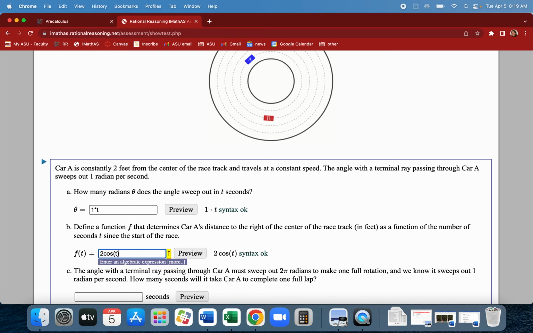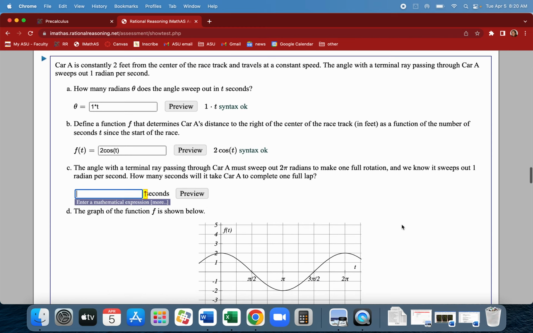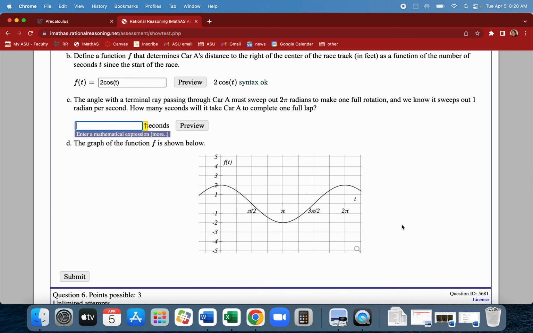So we already answered part C. That's the first question. 2 pi radians is 1 full rotation. At 1 radian per second it takes 2 pi seconds to go all the way around. But take a look at this graph. We're going to do some graphs here.